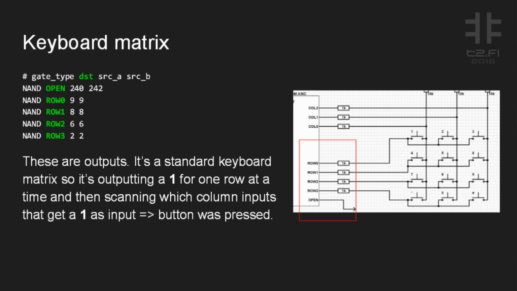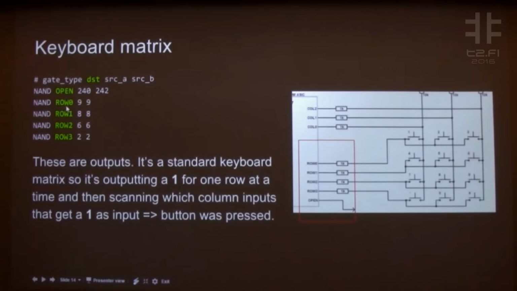So we have this keyboard matrix, which means that you can see that the row names are outputs because they are the destination pin of the NAND gate. If you know some electronics, you know that this is a keyboard scanning thing. So it's outputting a one on every row, one at a time, and then reading: every time you press a button, it triggers one of the column lines.